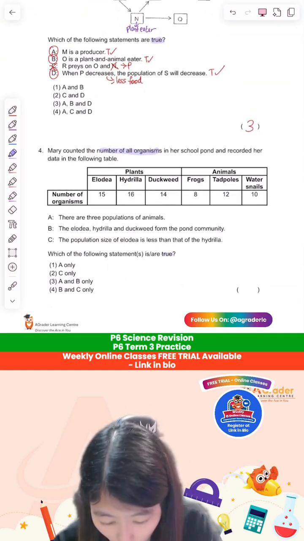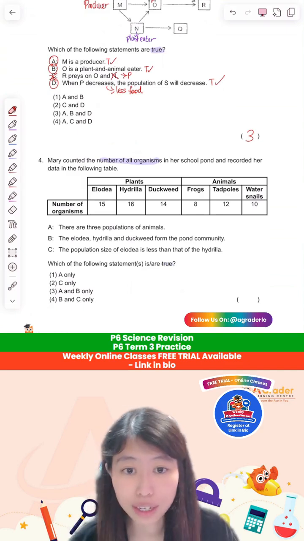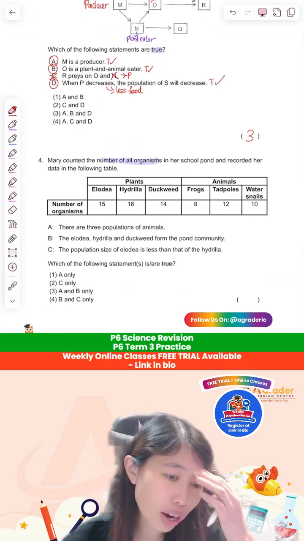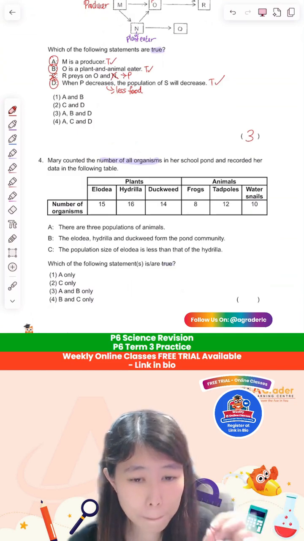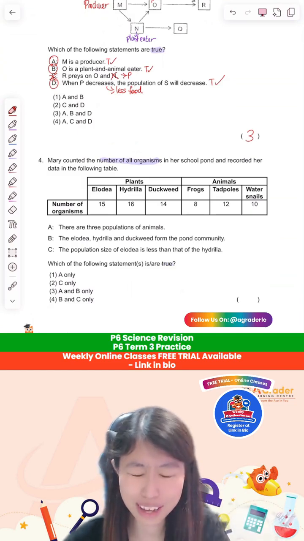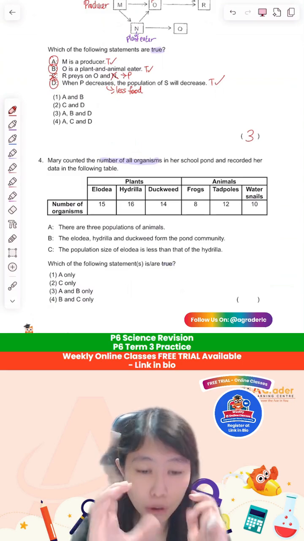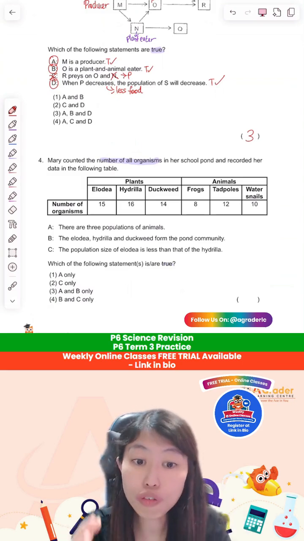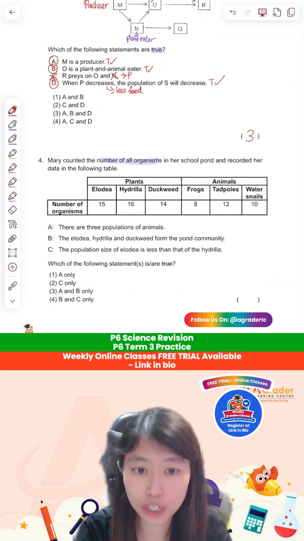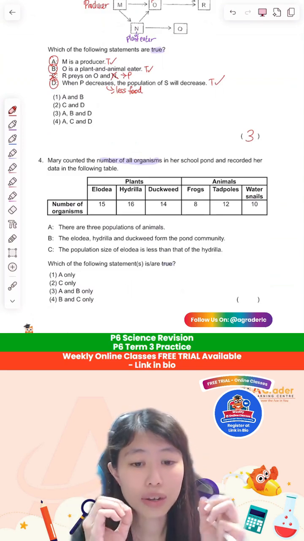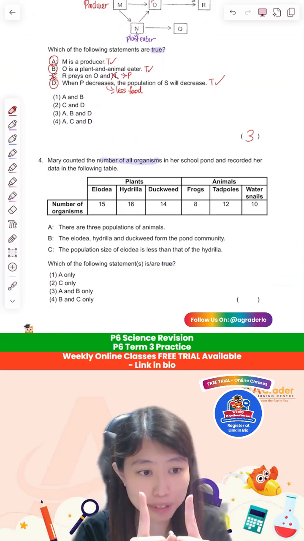Option A says that there are 3 populations of animals. Is this statement true or false? Do you remember what population means? You must take note. Population means a group of more than one organism of the same kind living together in the same habitat. What do I mean by same kind? Same kind means they belong to the same life cycle. Same life cycle, one population.